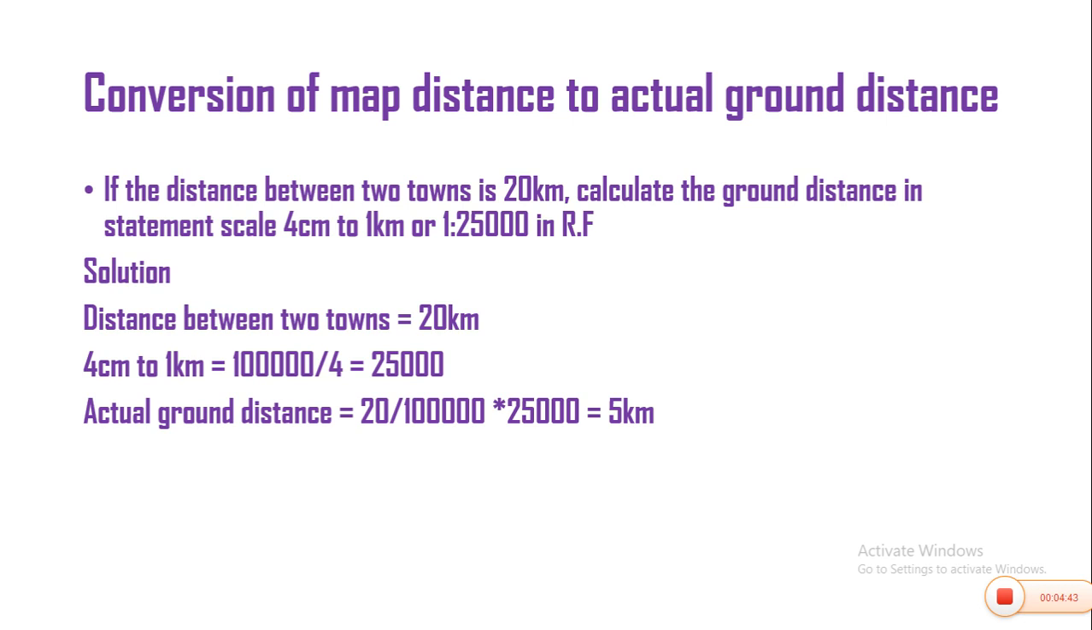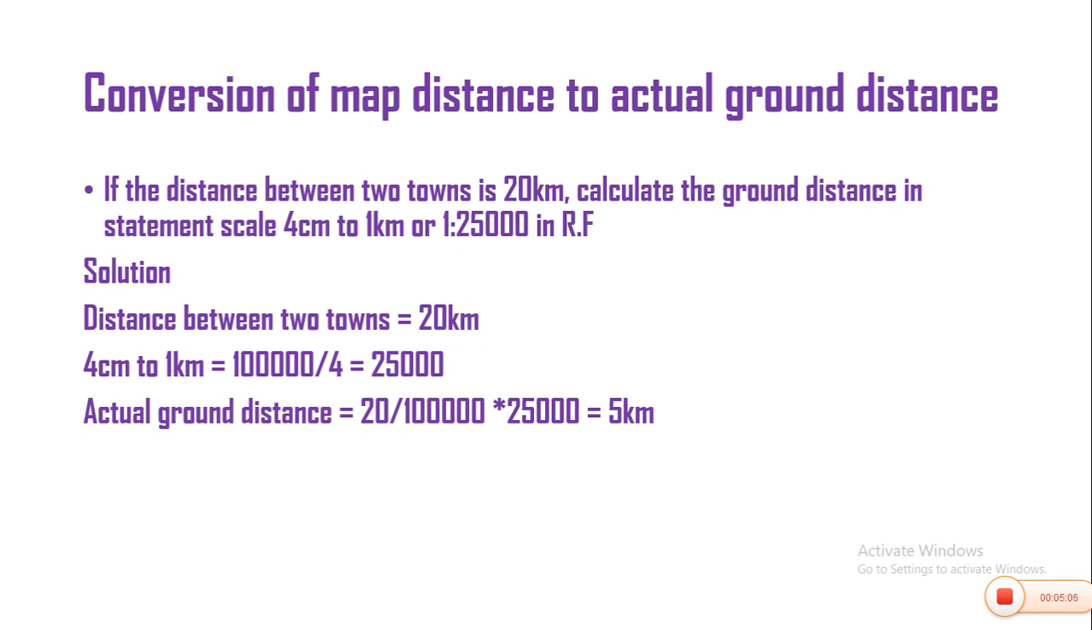Conversion of map distance to actual ground distance. Question number 1 says, if the distance between 2 towns is 20 km, calculate the ground distance in statement scale, 4 cm to 1 km, or 1 to 25,000 in real fraction.